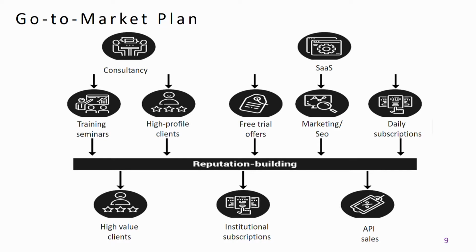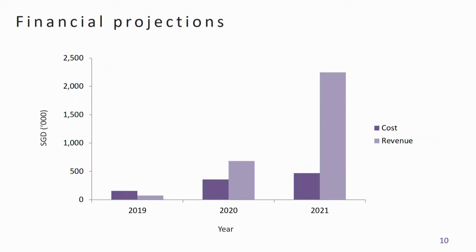This means that even with a very basic version of the software, we can target the high-profile clients, provide training seminars, and thereby build up our corporate reputation to a point at which we can start targeting the high-value clients, the institutional subscribers, and the API sales, which is where the multi-million-dollar contracts are. This strategy has the additional advantage of meaning that we can get into positive revenue territory very early on.